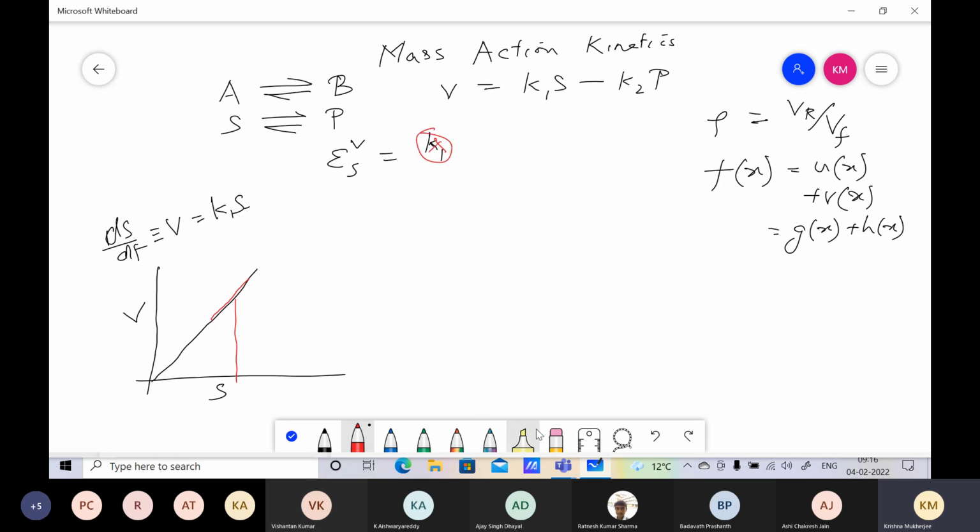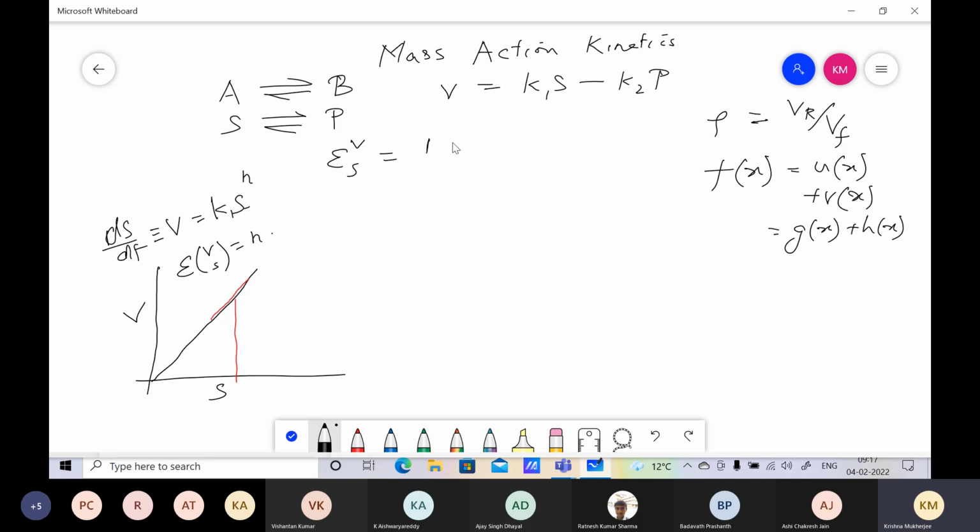That's what I wanted to say. Somebody should say that this is wrong. Nobody pointed it out. So the elasticity is 1. Remember, it is n when, if this was k raised to n, then the elasticity of v by s would be equal to n, if it were like that.